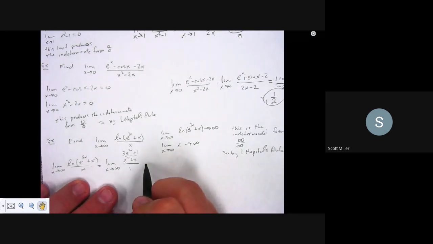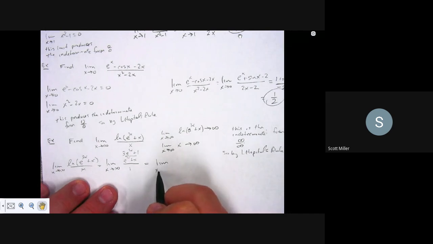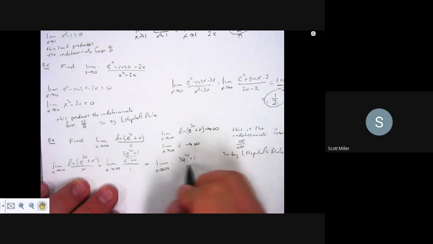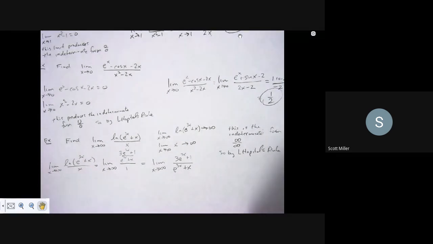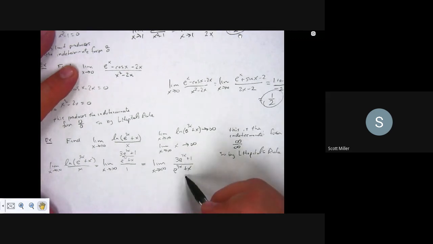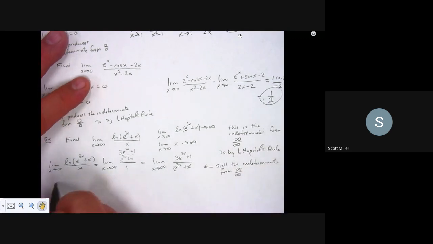Okay? And so if I clean this up just a bit to see it, I haven't done anything here, I'm just rewriting it back into a fraction form, I get 3e to the 3x plus 1 over e to the 3x plus x. So that's where I'm at now. And what you notice is I still have the indeterminate form. If I do this infinity, it's still going to go to infinity over infinity. So what can I do? I can do it again.